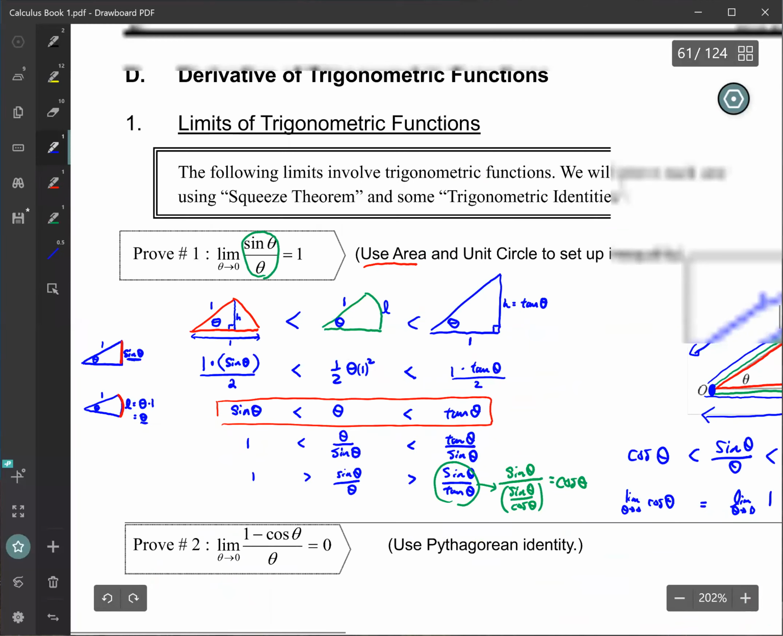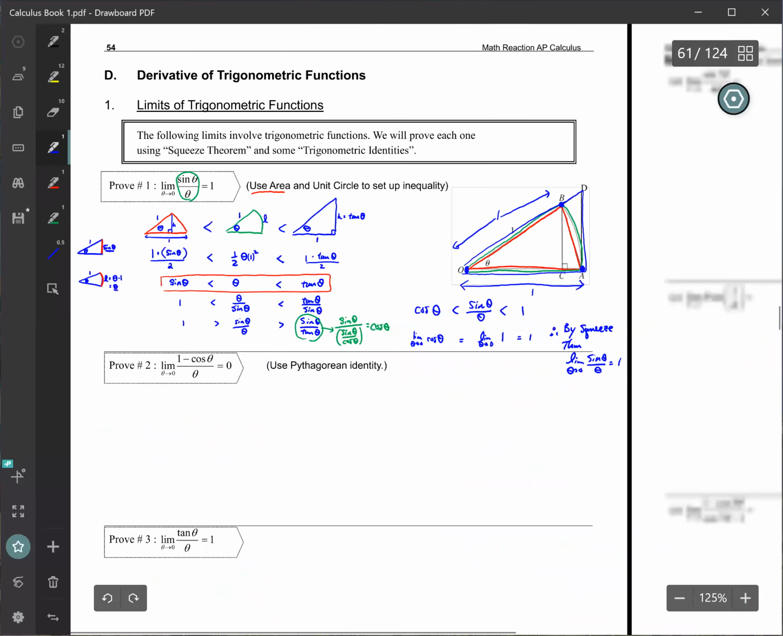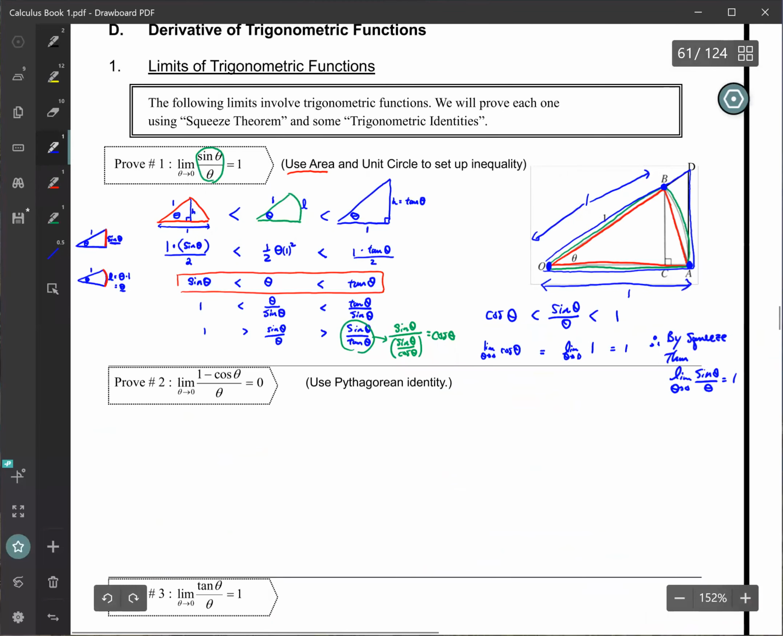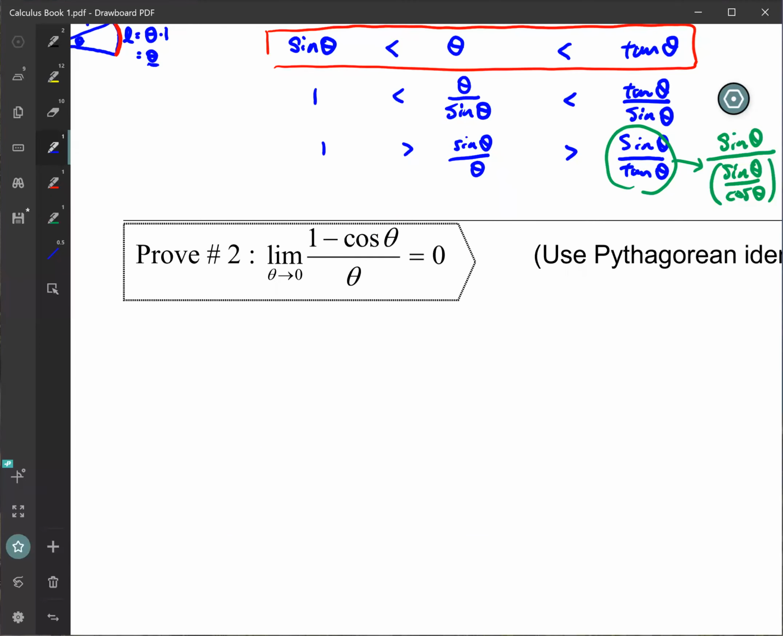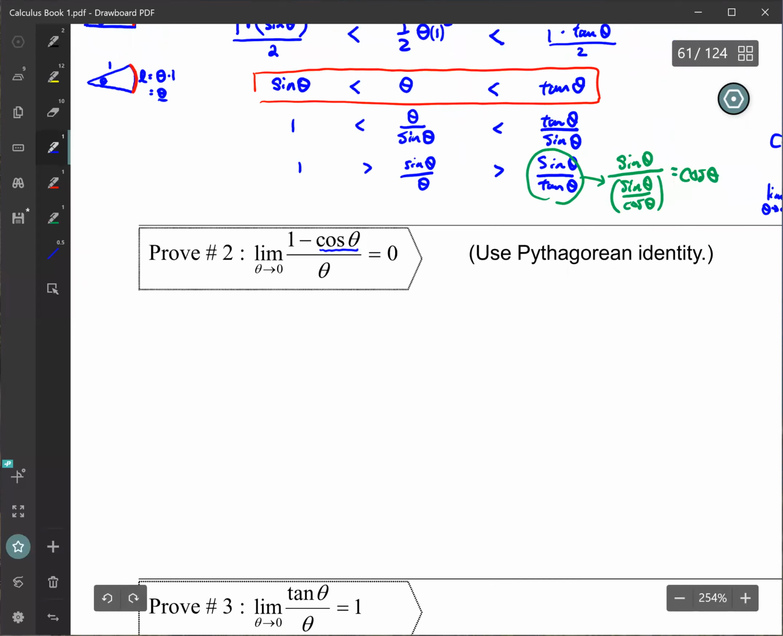Right, so next one has to do with cosine. Same idea, but we are not using area. We are not using the squeeze theorem for this. This one is easier to show. Let's check if it's indeterminate. If I put 0 into the cosine, we get 1, right? So 1 minus 1 is 0 over 0, indeterminate. So how is this going to be 0 then? The way we're going to do this is to use the Pythagorean identity, which in grade 12 we call the square identity.